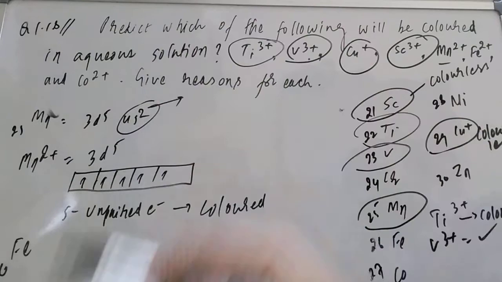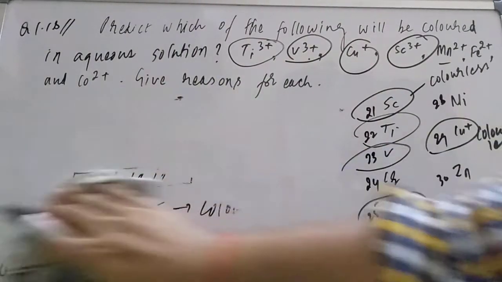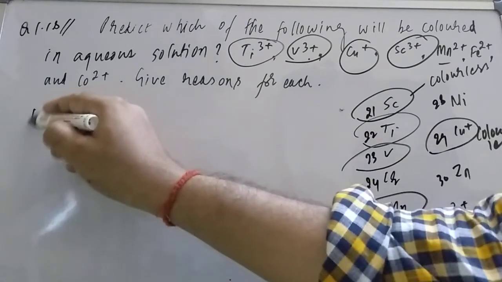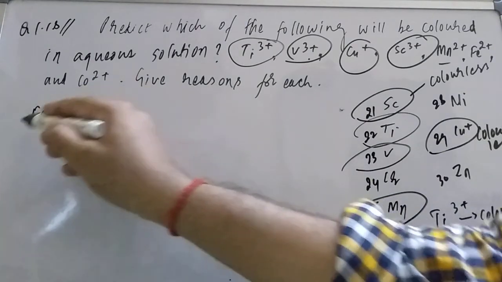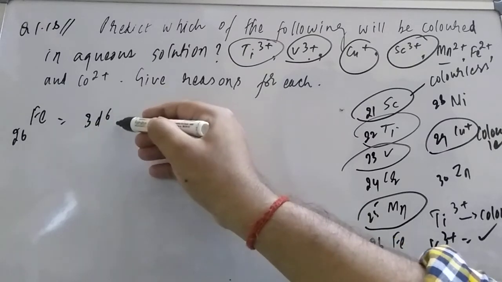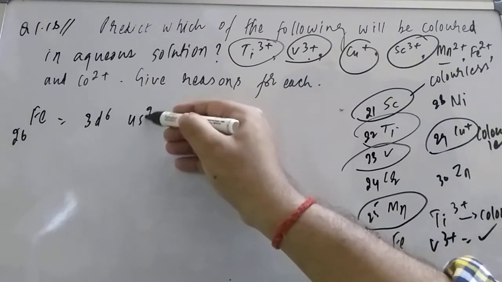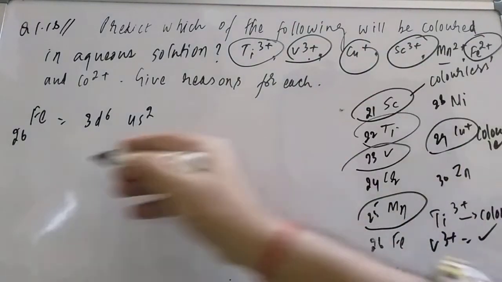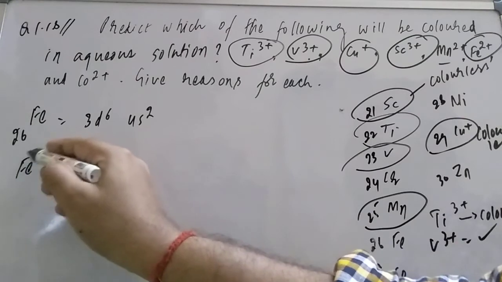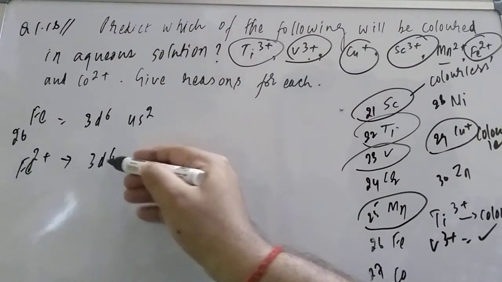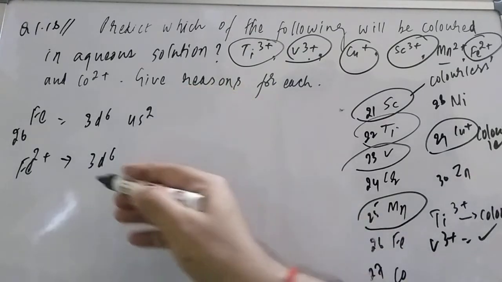Okay, let us erase and then try to explain, otherwise it is not possible to represent on the small board. So when you are talking about Fe, it is 26. So it is 3d6 and 4s2. This is the configuration. What is given in the question? Fe2 plus. For Fe2 plus, the 4s2 electrons will be lost.